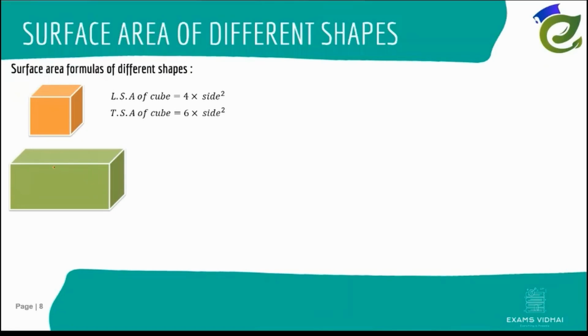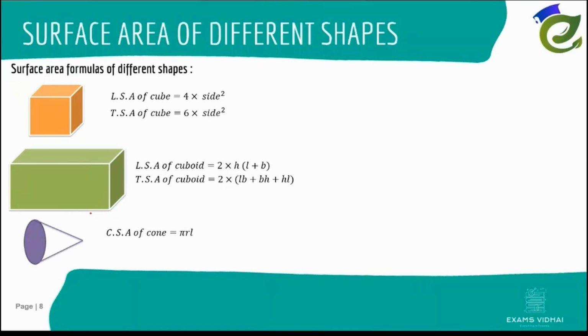So next, let's see the cuboid. The LSA of a cuboid is 2 into h into (L plus b). Here h is the height, L is the length and b is the breadth. Whereas the total surface area of a cuboid is 2 into (LB plus BH plus HL). That is the sum of the areas of all the 6 faces.